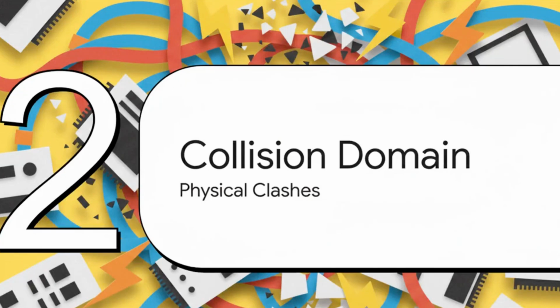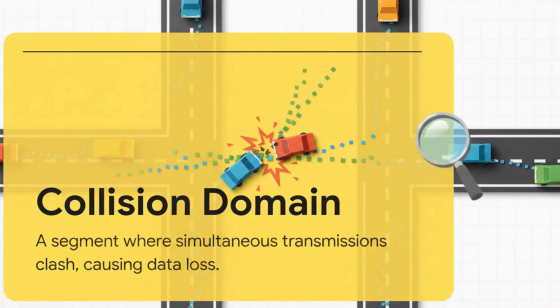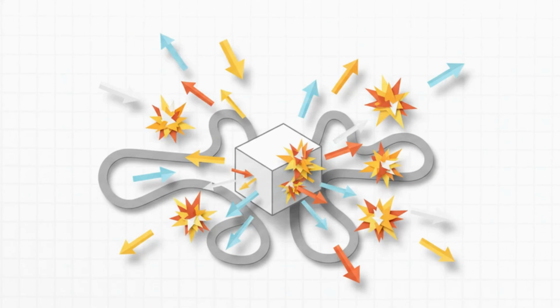Moving right along to Section 2, inside the collision domain. Okay, so what exactly is a collision domain? Well, it's basically a network segment where simultaneous transmissions from devices literally clash, which just destroys the data. Picture a totally chaotic four-way intersection with absolutely no stoplights. When two devices try to talk at the exact same time, especially on a half-duplex link, their signals physically collide right there on the wire. The voltage spikes and the data is completely ruined. These physical crashes happen right down at layer 1, the physical layer.